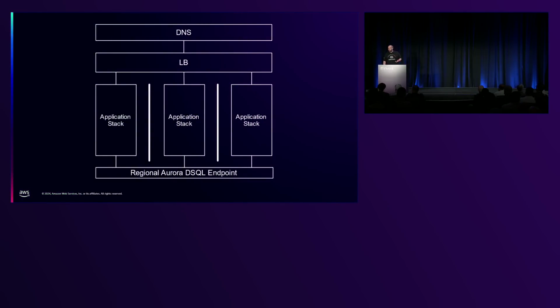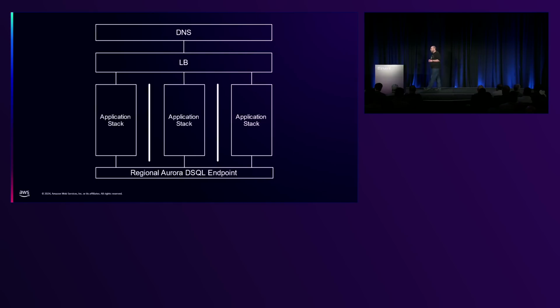Here what I've done is I've taken my application. This might be a single box, or it might be an application stack. It might be a whole microservice graph. And I've deployed it 3 times, once into each of 3 availability zones. I put a load balancer, like an ALB or an NLB in front of that, which is going to do health checking. It's going to balance load. It's going to send the right load to the right places. DNS in front of that for my customers to connect to. And again, that regional DSQL endpoint.